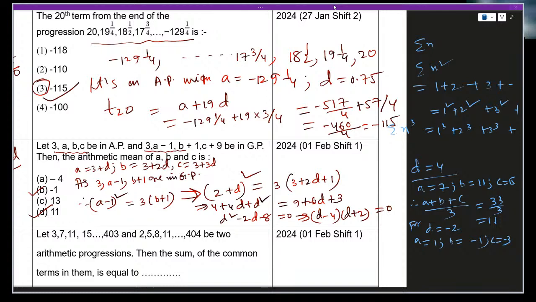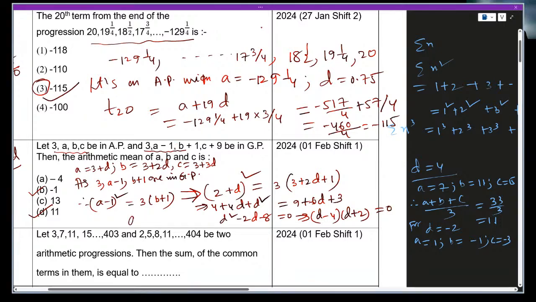Because then 3a minus 1 will be what? 0. If you take d equal to minus 2, then one of the terms of the GP comes to be 0, which is not possible. Okay, you could have checked it earlier. So d can never be equal to minus 2. You understand why? For d equal to minus 2, this term is becoming 0. One of the terms of the GP is 0.